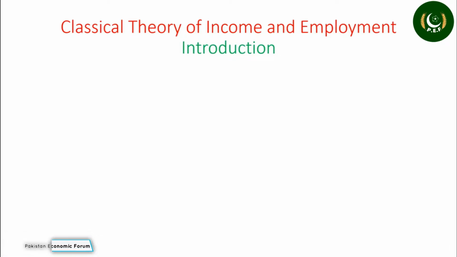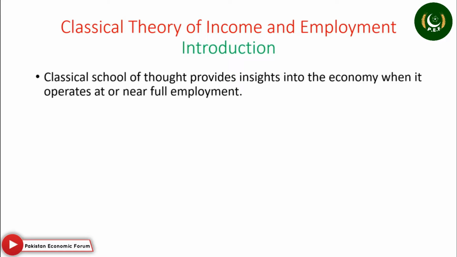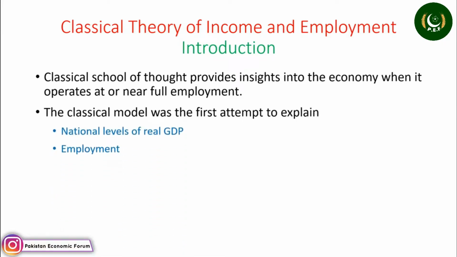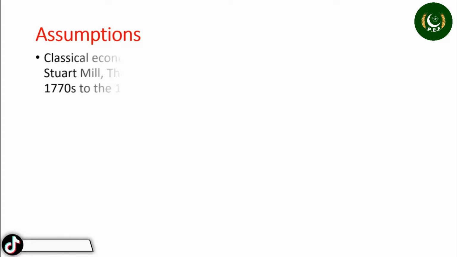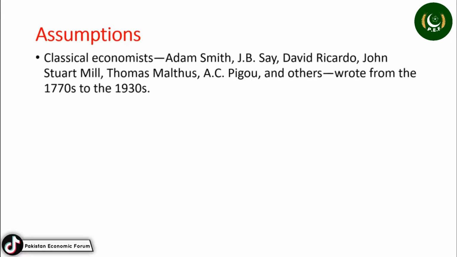Students, the classical school of thought provides insight into the economy when it operates at or near full employment. The classical model was the first attempt to explain the determinants of the national level of real GDP, the price level, employment, savings, and investment. Adam Smith, J.B. Say, David Ricardo, John Stuart Mill, Thomas Malthus, A.C. Pigou, and other economists provided the basis of this school of thought from the 1770s to the 1930s.